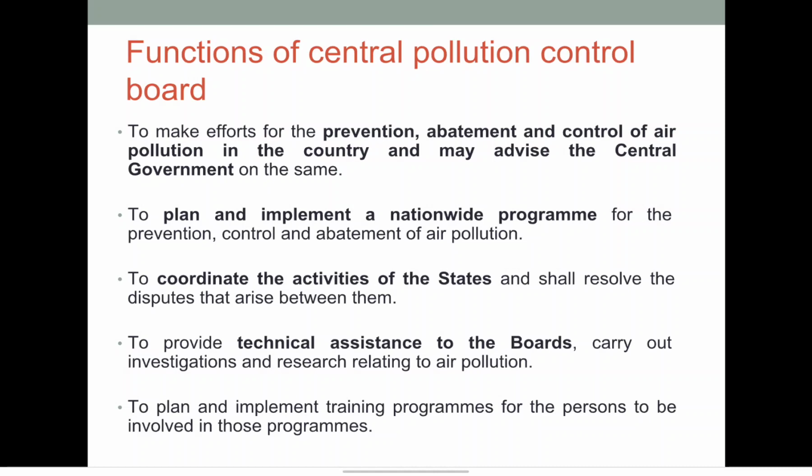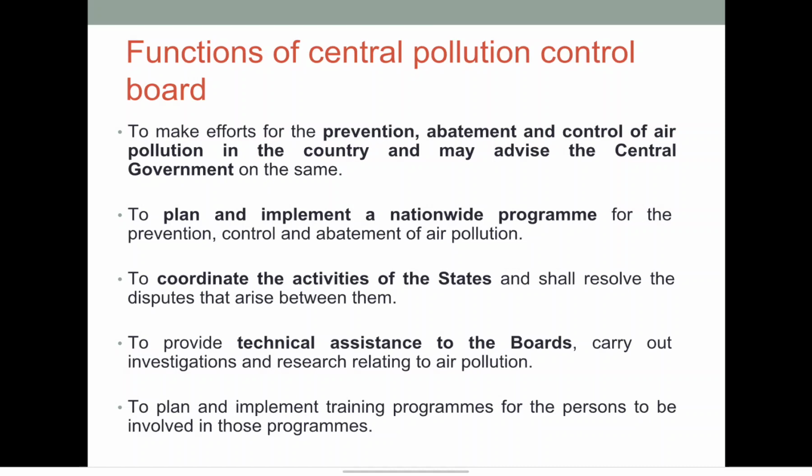Then let us look at the functions of the Central Pollution Control Board. It includes functions such as to make efforts for prevention, abatement and control of air pollution. What is the meaning of abatement? We have discussed that, to reduce or remove. So prevention, abatement and control of air pollution in the country, and it advises the central government on this issue. Okay, or on this matter. Now how to prevent or how to reduce and how to control air pollution. So it advises the central government on this matter.